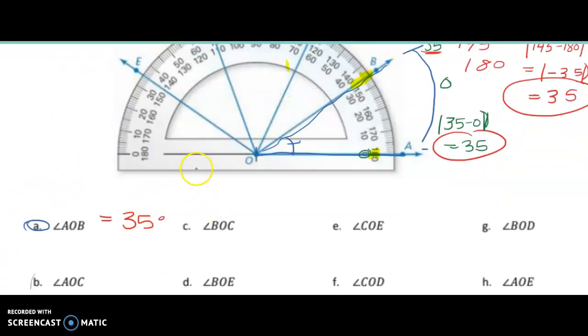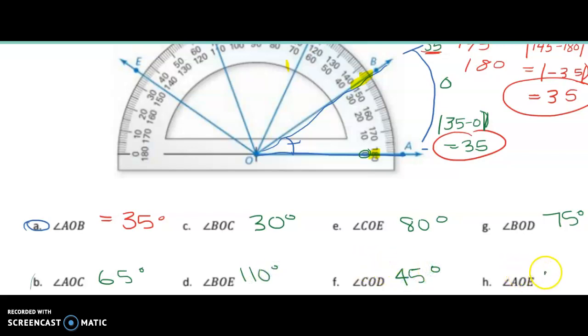All right, guys, let's go over the answers to the rest of these. So if I just go across, I get 30 degrees, 80, 75 degrees, 65 degrees, 110 degrees, 45 degrees, and 145 degrees.